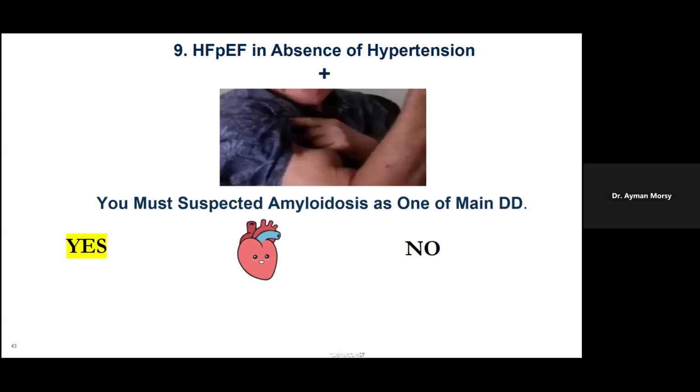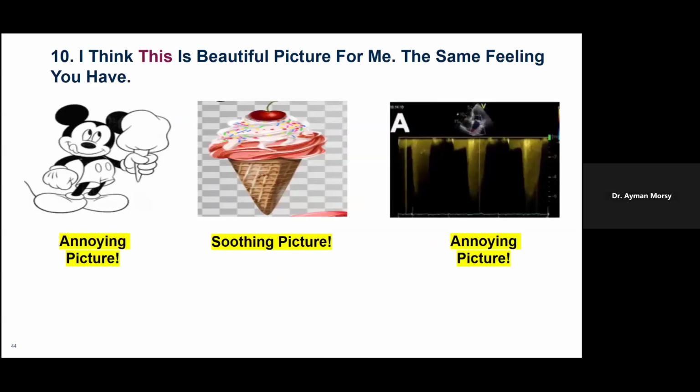Always think, if a patient has heart failure with preserved function and comes to your preoperative assessment clinic with a Popeye sign, meaning a ruptured biceps tendon, you must suspect cardiac amyloid, especially as one of the main differential diagnoses. I showed you this annoying picture on your left side, so don't wait until your patient has a Mickey Mouse heart, a huge atrium with the ventricle fine. The cherry on top is a soothing picture, a beautiful picture, but the Mickey Mouse heart is a very badly annoying picture.